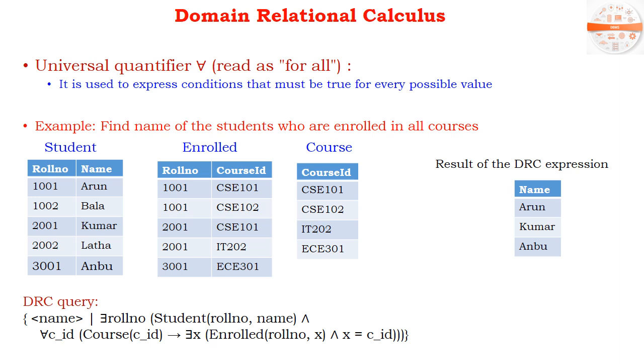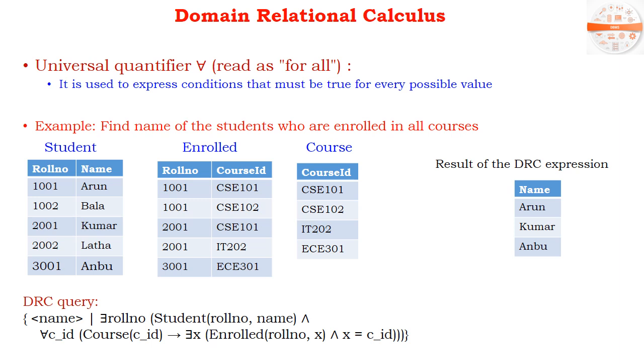And the next one is the universal quantifier. It means for all. It is used to express the condition that must be true for every possible value. Just assume that there are three tables. The student table consists of roll number and name. The enroll table consists of roll number and course ID. Then the course table consists of course ID. So just look at the question: find the names of the students who are enrolled in all the courses. All the courses means you have to select the universal quantifier.